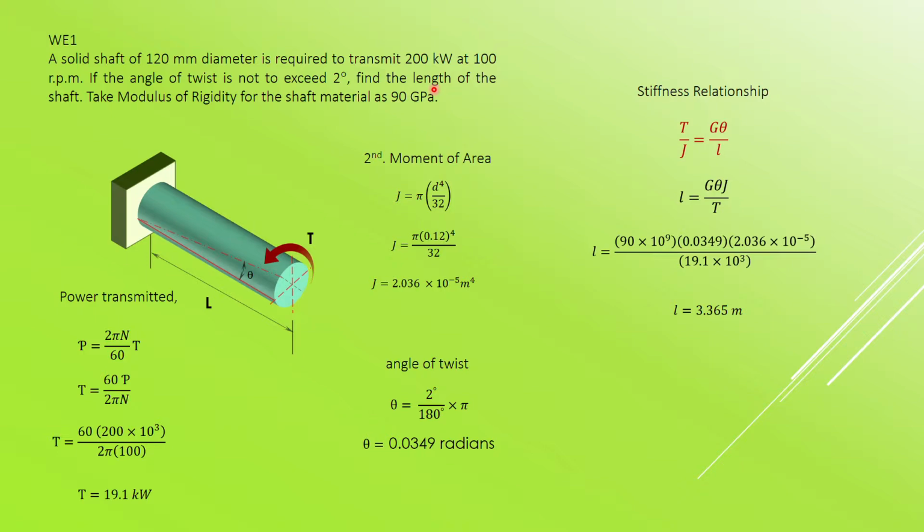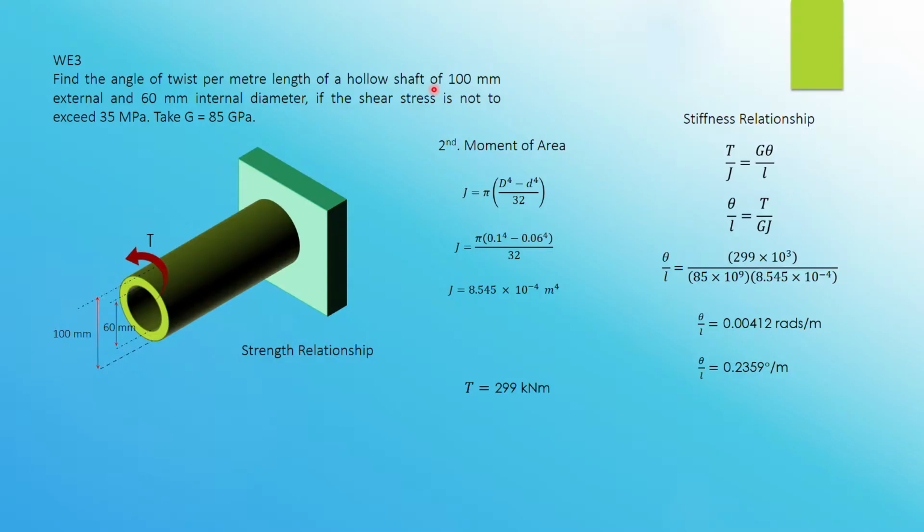So this is the first part. Usually we start out with easier examples. Now the first one is based on a solid shaft. The second one is based on a hollow shaft. Here, we need to find the angle of twist per meter length. That means you have to find theta over L, the angle of twist per meter length.